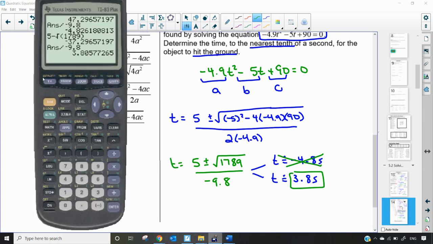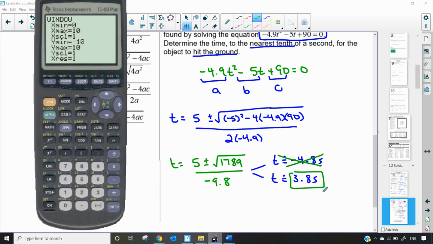So again, if we wanted to verify this with our calculator, we'd put our equation into our y equals. So that's negative 4.9x squared minus 5x plus 90. Now in this case, we have to play with our window settings a little bit. So we think about the context of the question. We're not going to have negative time.